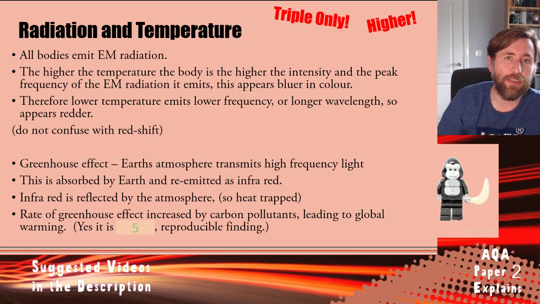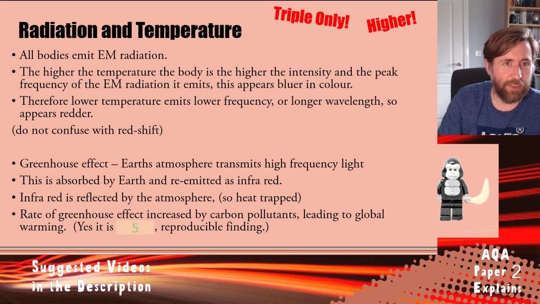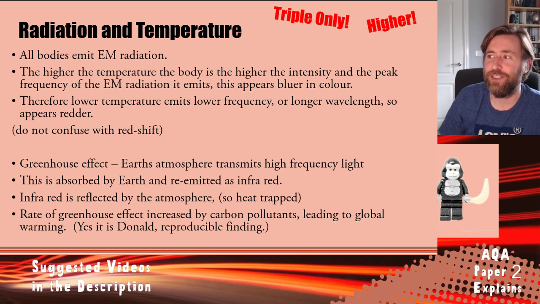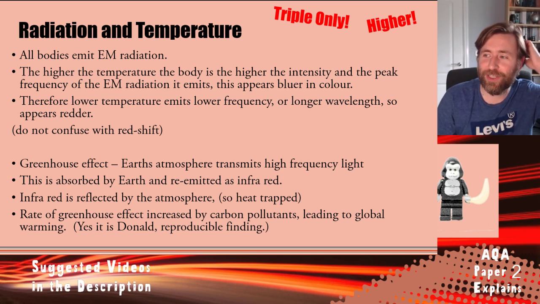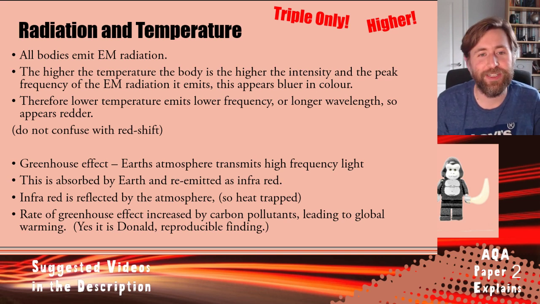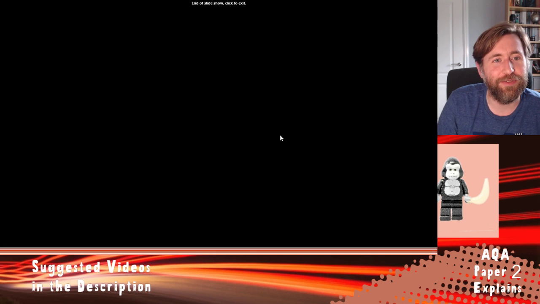Now that's fine, that's the way it should work at a certain stable rate. But we are increasing the rate of the greenhouse effect by putting carbon into the atmosphere, so that leads to global warming. And yes, it is, Donald, it's a reproducible finding. Many scientists have done many experiments into it, and they've all come to the same conclusion, that carbon pollutants increase the rate of the greenhouse effect. And that is everything, that's all.